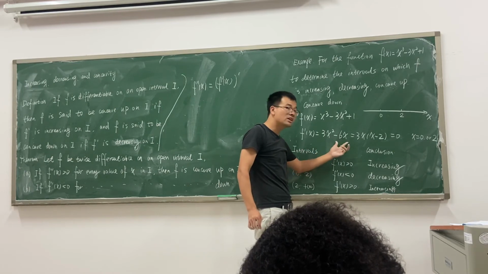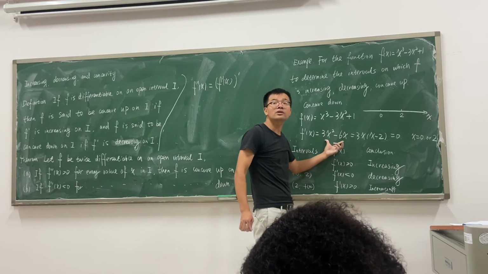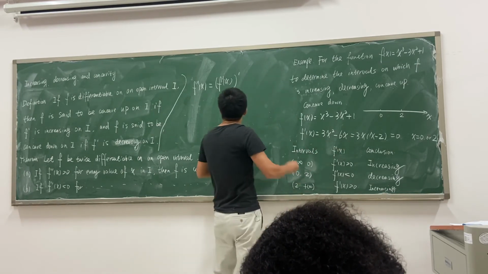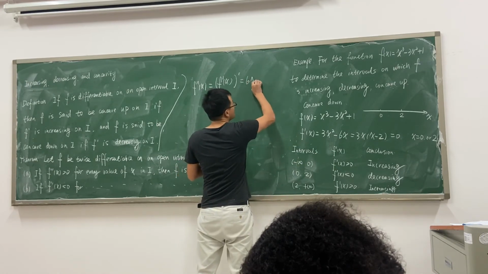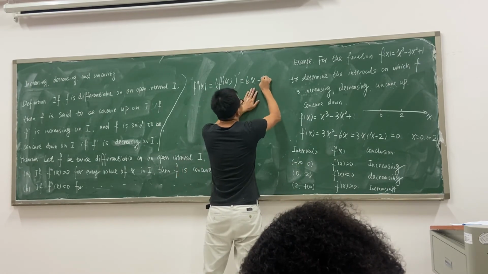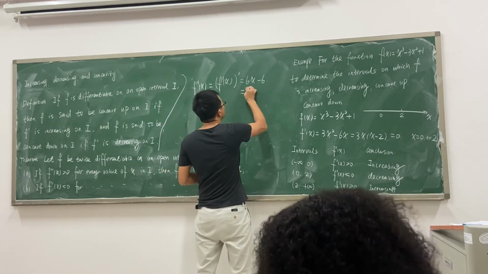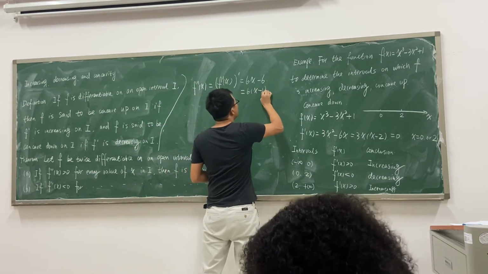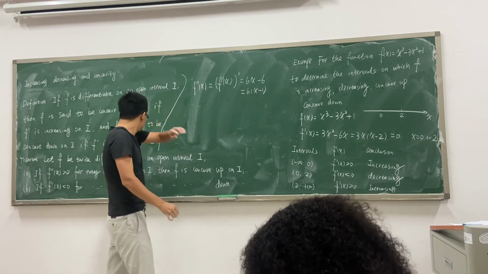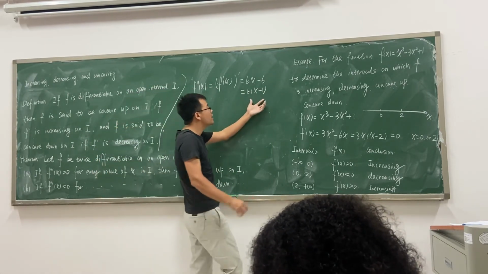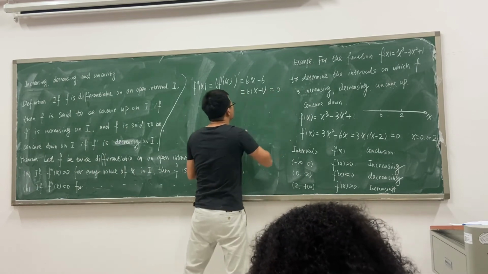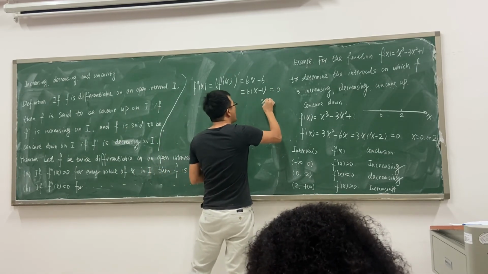So f prime is 3x squared minus 6x, and we need to find the derivative of this function. The derivative is 6x minus 6. So it's equal to 6 times x minus 1. We let it equal to 0, so we can see x equals 1.